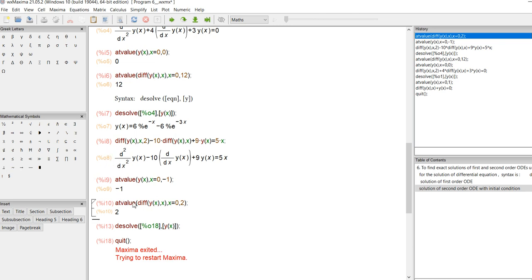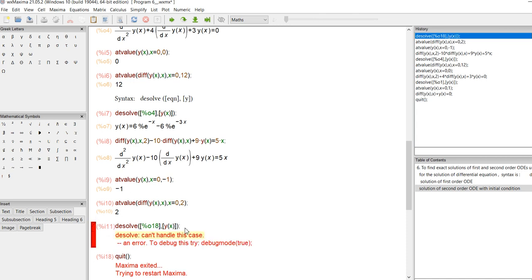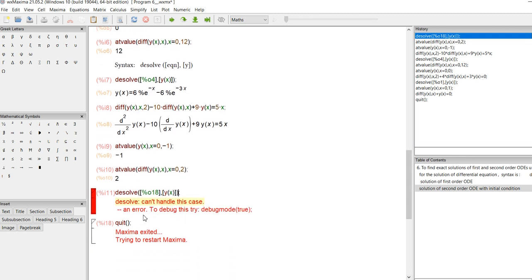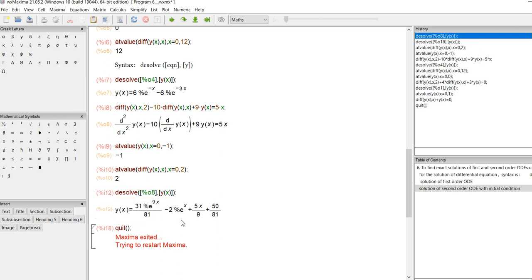This is output 8. If I enter 18, it will show me some error. The reason is, why is it showing me an error? Because I am entering here the equation label as output 18, but I entered my differential equation at output 8. That means you entered it at 8, so you should write here the exact location of your differential equation which you want to solve. So this is your answer.